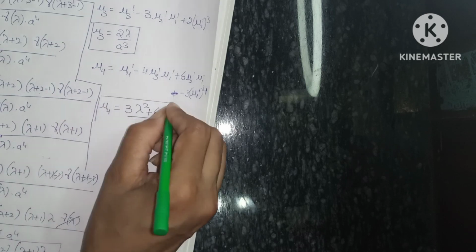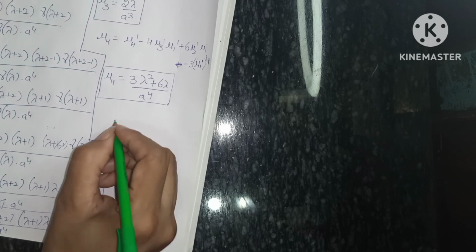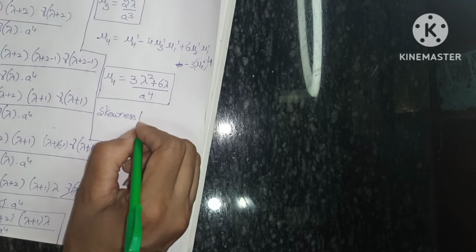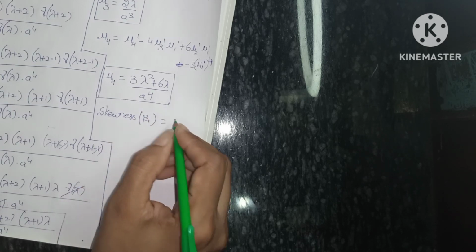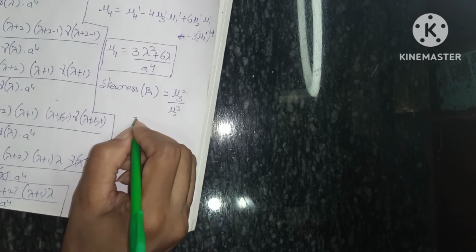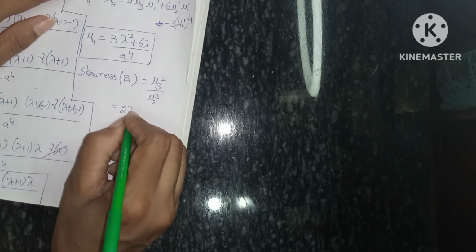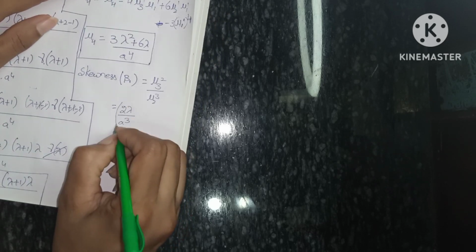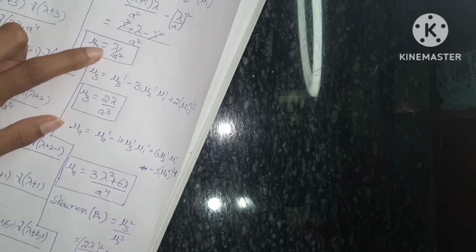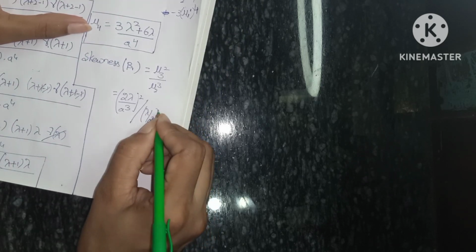Okay, and the next is skewness. Skewness is beta 1. The beta 1 formula is nothing but mu 3 square by mu 2 cube. So what is mu 3? Here we have 2 lambda by a cube. So 2 lambda by a cube whole square by mu 2, in the sense lambda by a square, so lambda by a square whole cube.